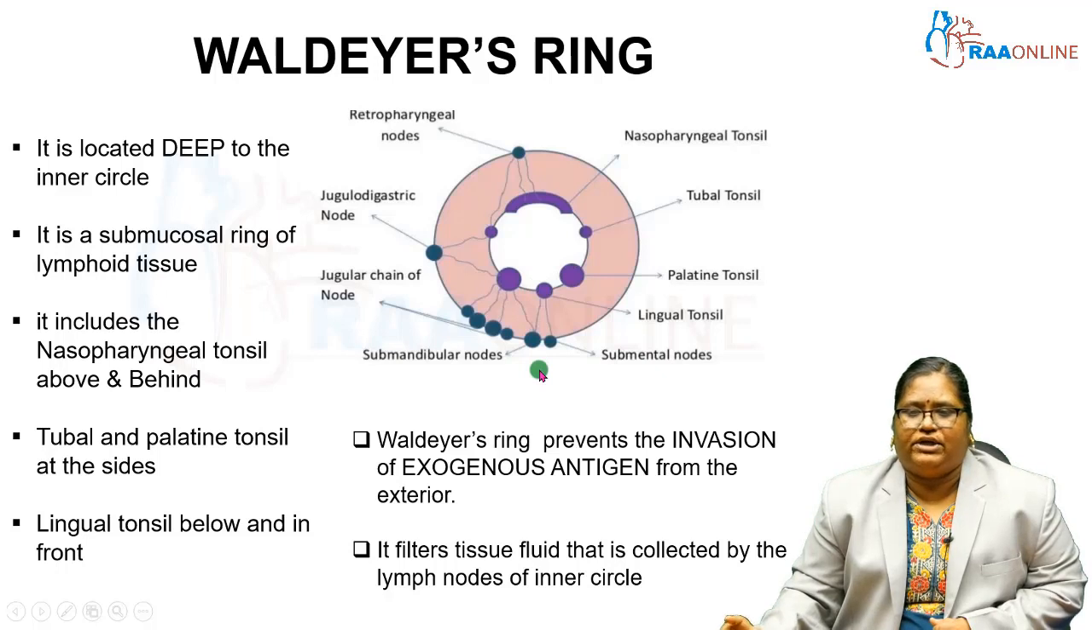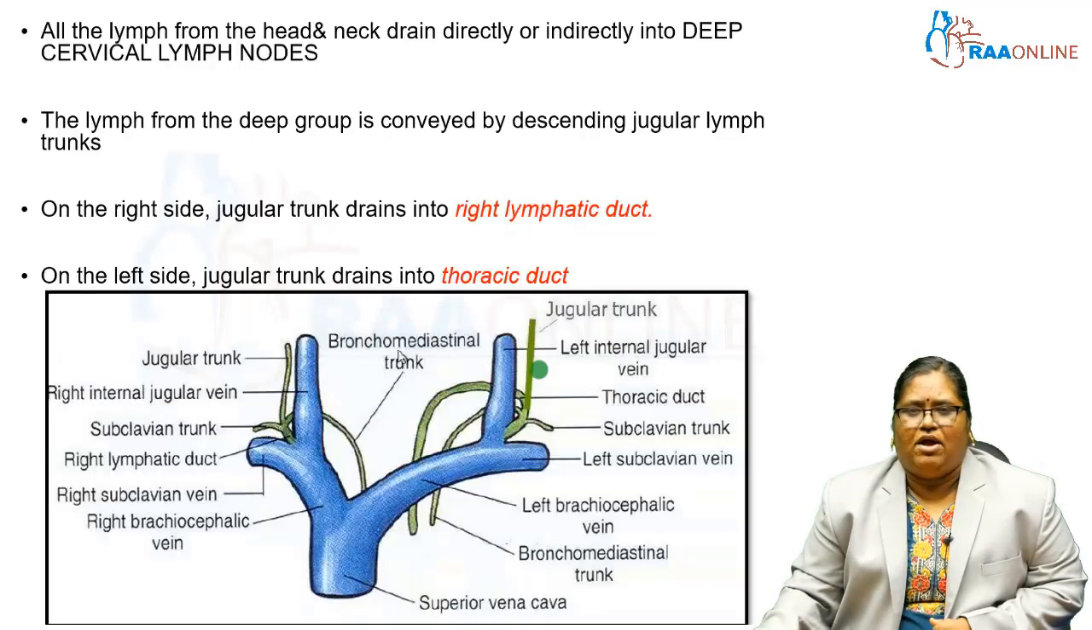So what is the importance of Waldeyer's ring? Waldeyer's ring prevents the invasion of exogenous antigens from the exterior, and it also filters the tissue fluid that is collected by the lymph nodes of the inner circle. Okay, what happens to all these lymph nodes, the outer circle lymph nodes, inner circle lymph nodes, and Waldeyer's ring?